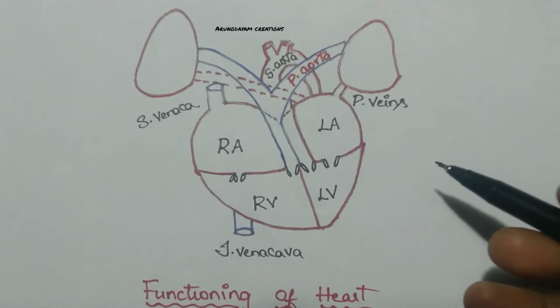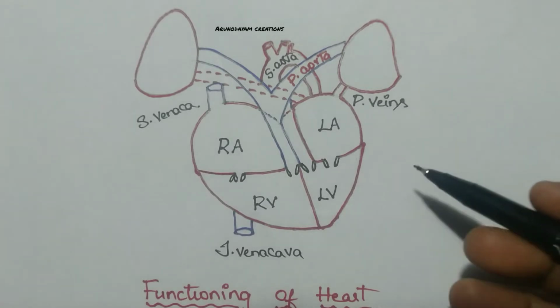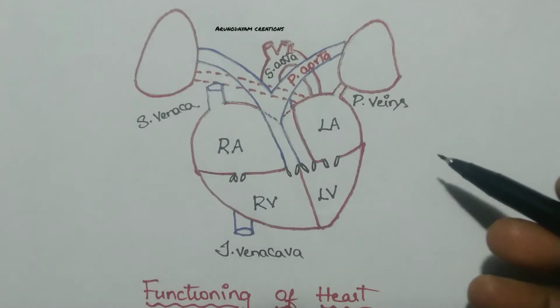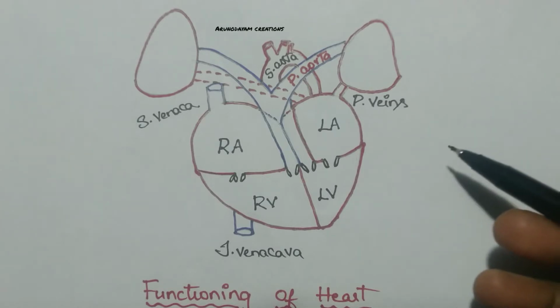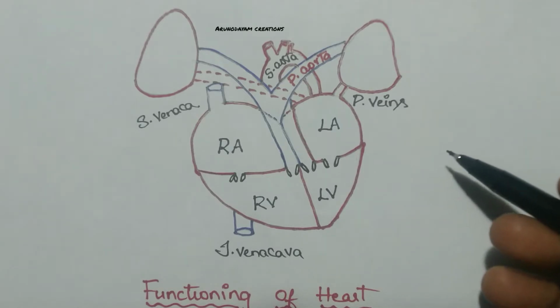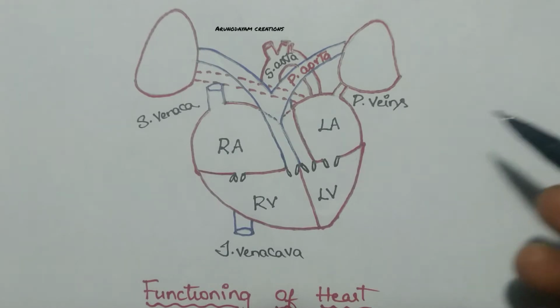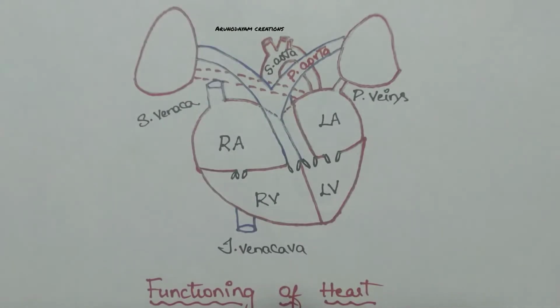Actually, we have three types of blood vessels in our body: arteries, veins, and blood capillaries. Arteries always carry oxygenated blood from the heart to body parts, while veins always carry deoxygenated blood from body parts to the heart. There are some exceptions also. The pulmonary artery is an artery but carries deoxygenated blood from the heart to the lungs, while the pulmonary vein is a vein but carries oxygenated blood from the lungs to the heart.